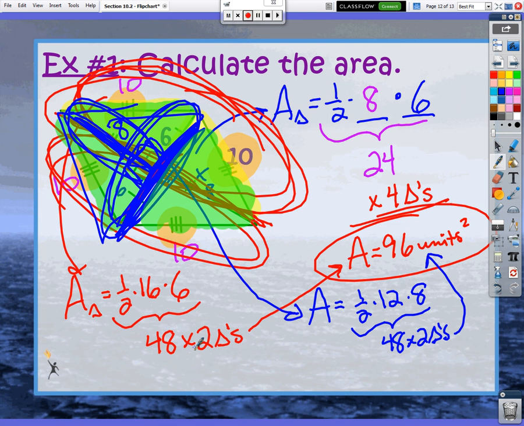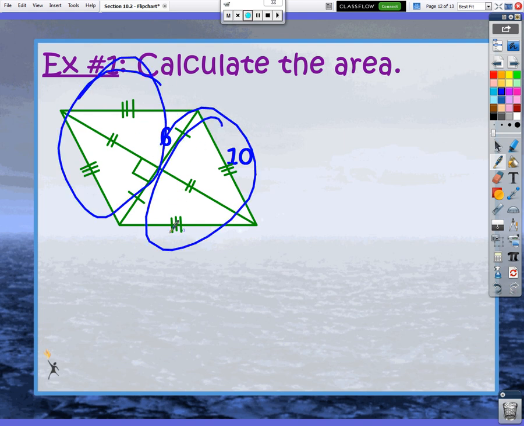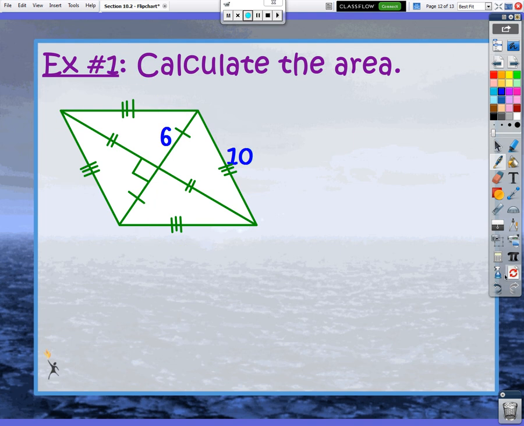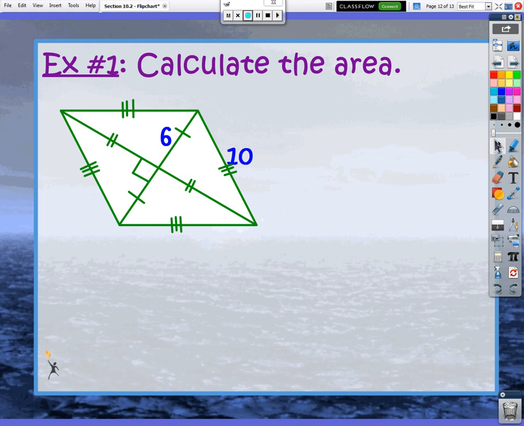So just know with rhombuses, you have a lot more flexibility. You can look at these rhombuses as 4 triangles, or you could group together 2 triangles and say that the other 2 triangles are going to have the same area. Or you could look at these 2 triangles with those 2 triangles, and they would have the same area. So I'll leave it up to you how you want to approach the rhombuses, as 4 little triangles or as 2 pairs of bigger triangles.